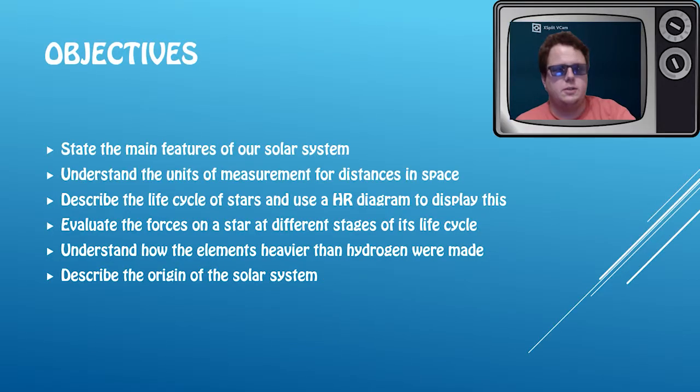So what we are looking at here are the main features of our solar system. We're going to talk a little bit about how we measure distances in space. We're then going to talk about the life cycle of stars and what a Hertzsprung-Russell or HR diagram is. We're then going to look at the forces within a star at the different stages of its life cycle and where they come from. And then finally, we're going to look at how basically everything was made, so elements heavier than hydrogen, and where our solar system came from.